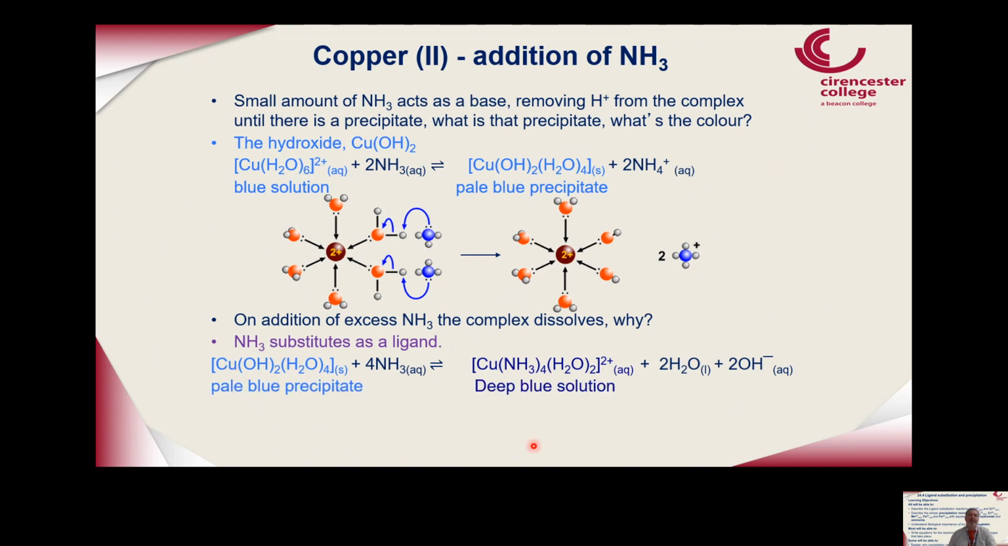So pale blue, deep blue, and hopefully when you do the practical, you get nice results. Overall, if I add 4 ammonia, we're going to get that happening. But be aware that ammonia would cause 2 of the waters from the hexaaqua to become OH minus.